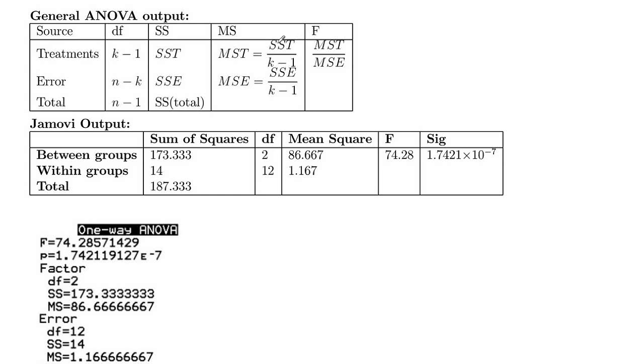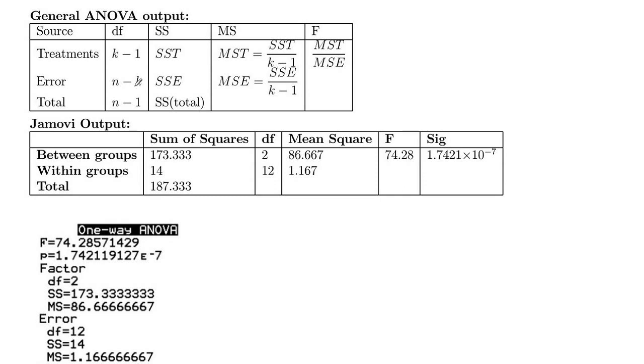So let's take a little bit closer look at general ANOVA output. So here's what a general ANOVA output table looks like. Here's the output table using Jamovi for the previous example. So we've got the source of the error in the first column, so treatments, and then error, that's between group error and within group error.